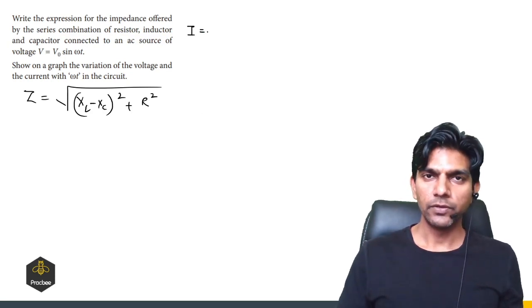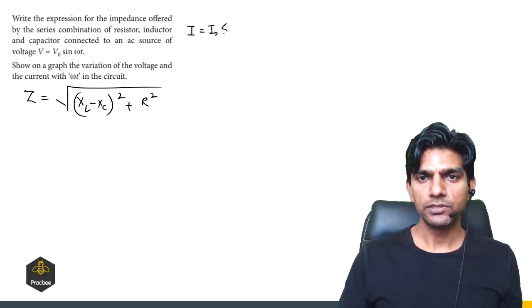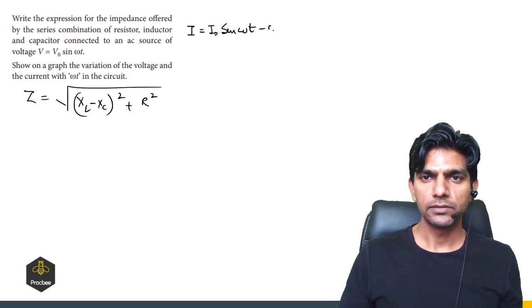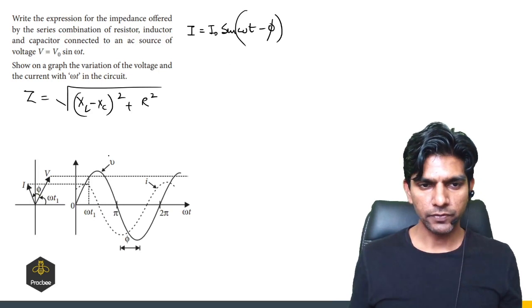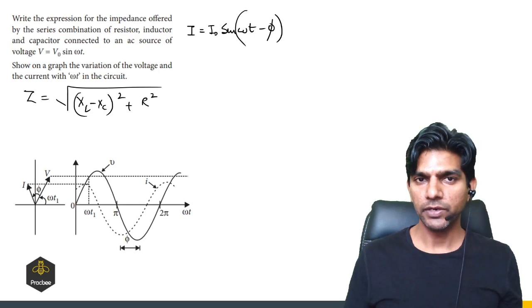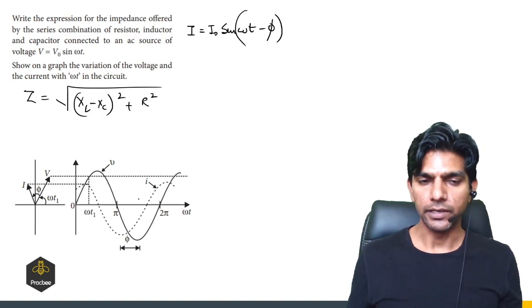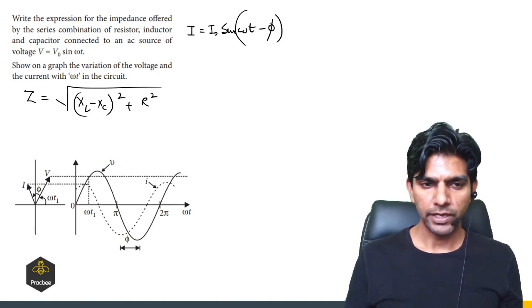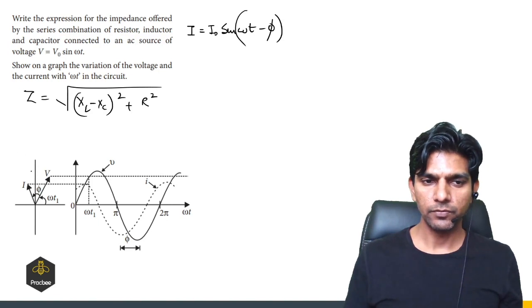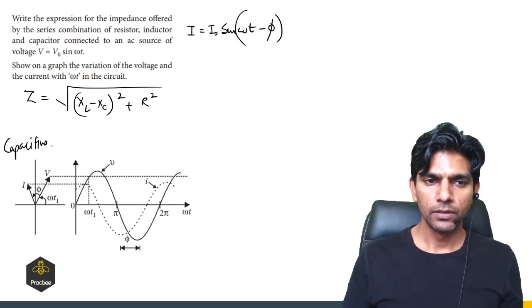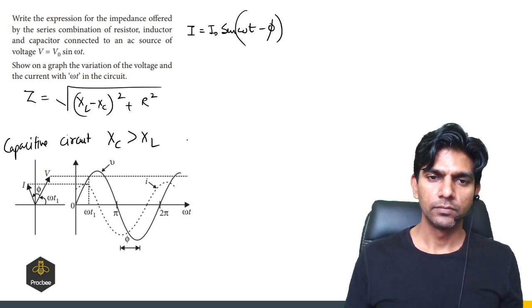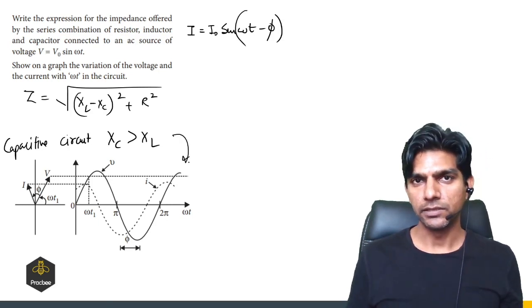So if I take it as an inductive circuit, then the current will be I naught sin(omega t minus phi). If I show this on a graph, it will look like this. This solid line will be the EMF, the voltage of the source, and the dotted line will be the current line. Is it clear? Can you see there is a phase difference in this particular diagram? What we have taken is a capacitive circuit, where XC is greater than XL. So that is the graph for this LCR circuit.